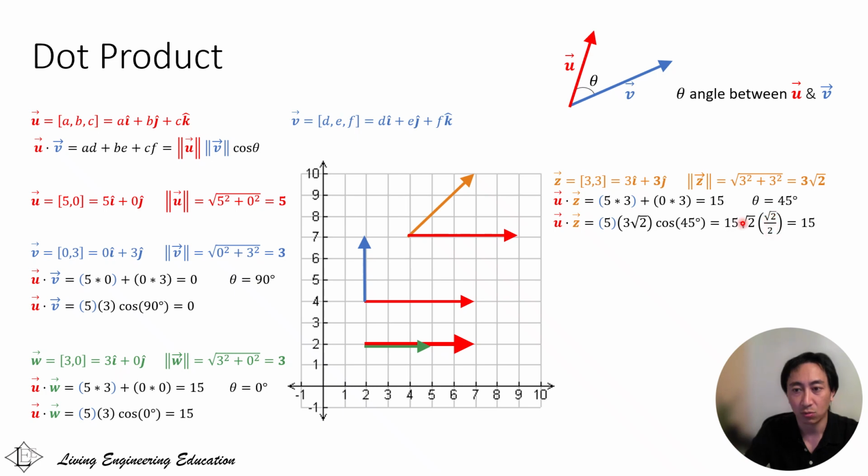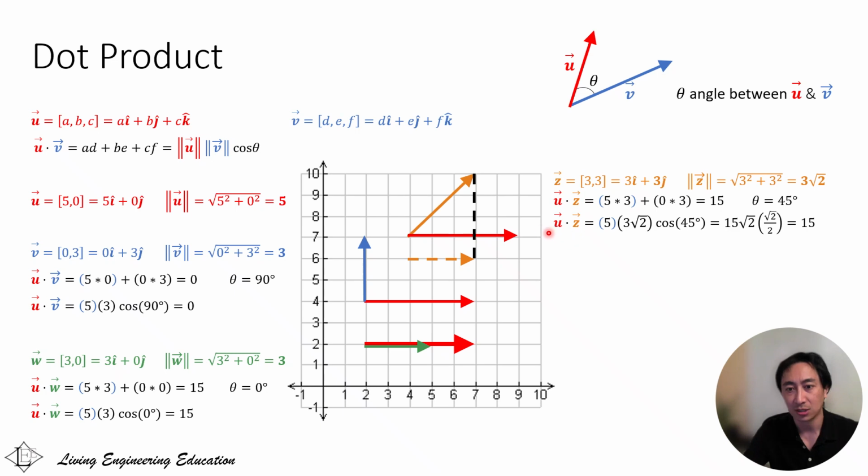2 divided by 2 is 1. So this gives me 15. So a couple of key points to recognize from this slide. The dot products of perpendicular or normal vectors is equal to 0, as we saw here. The dot products of vectors that are parallel to each other is just equal to the product of the magnitudes. And then something in between is basically taking a look at the projected components.